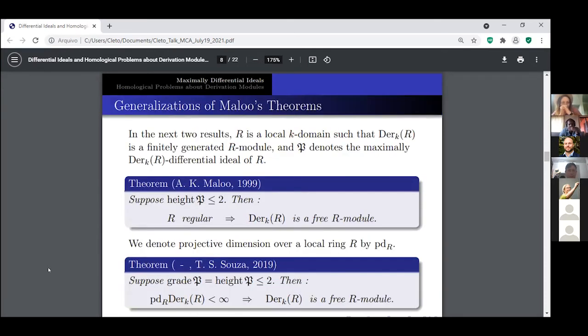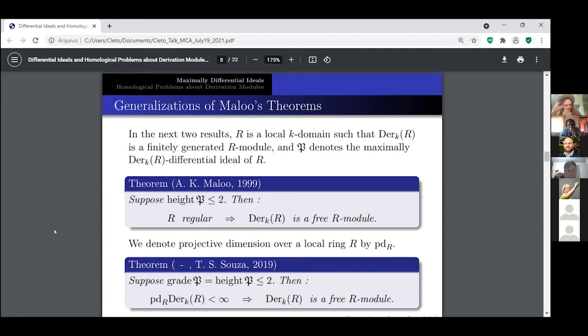For the next two results, let's assume that R is a local K-domain, in the setting as before, and P denotes, as before, a maximally differential ideal of R with respect to the entire module of K-derivations. The first theorem, due to Malou, is the following. He assumes that the height of P is at most 2, which is of course automatic if, for example, the dimension of R is at most 2. Then R being regular implies this module is free as an R-module, as usual. R is the ground ring. So he proved this theorem.